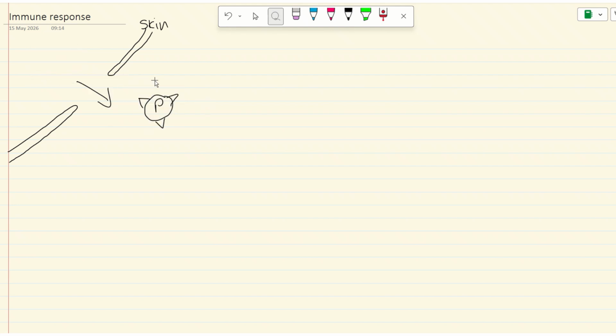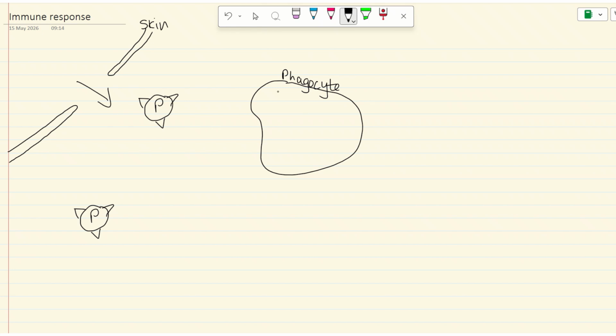Now just so we're aware, these pathogens can multiply quickly. So the number of pathogens when they invade our body is going to increase quickly. So we're going to need several layers of attack or defense to combat this. The first kind of response is from our phagocytes. This is our phagocyte. It's a type of white blood cell.